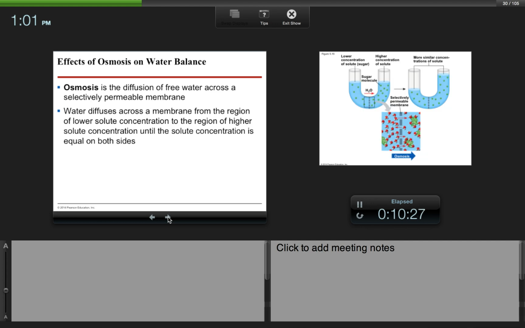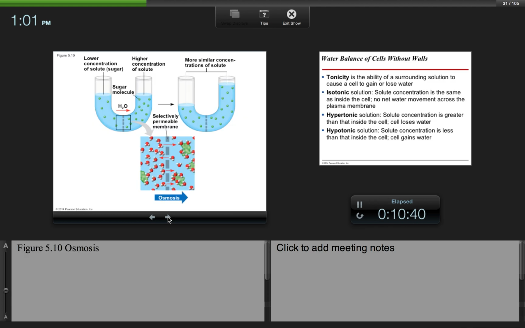Osmosis is the diffusion of free water across a selectively permeable membrane. Water diffuses across a membrane from the region of lower solute concentration to the region of higher solute concentration until the solute concentration is equal on both sides.